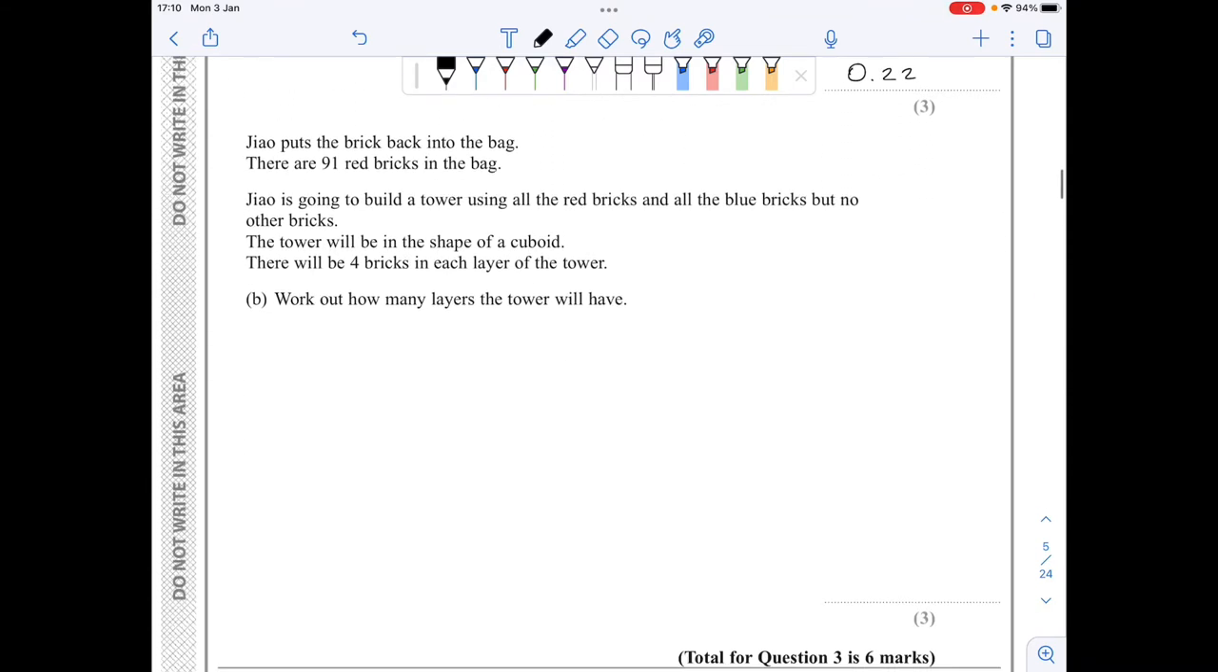Then for part B, I'm being told that there are 91 red bricks in the back. So let's write down for the red ones. I've got my total, which I don't know, times 0.26, which is the probability, comes out to be 91. So the total is 91 over 0.26. So I have a total of 350 bricks.